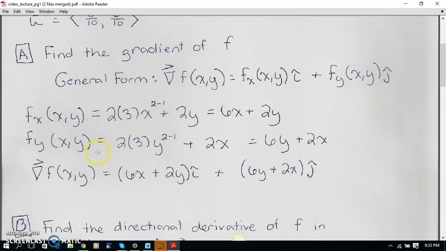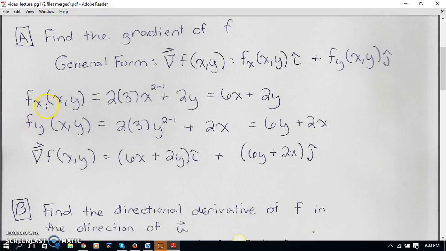Part A asks us to find the gradient of the function. The gradient gives us a vector that points in the direction of maximum increase of the function at a point. For a function of two variables, it is composed of the partial derivative with respect to x in the i direction and the partial derivative with respect to y in the j direction. We'll begin by finding the partial derivatives.